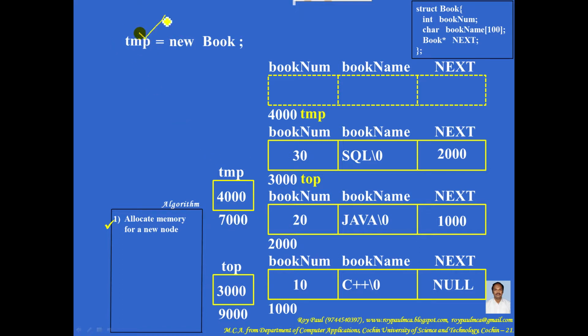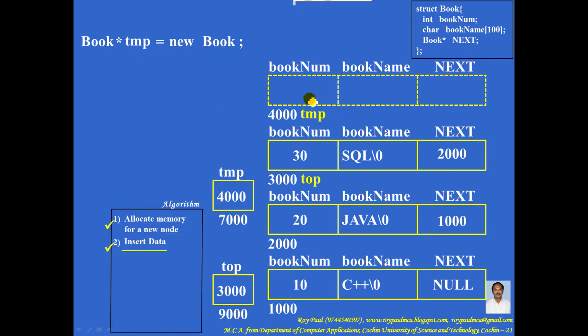How can you declare variable tmp? tmp contains 4000. It is the address of a memory location. So before the variable name you can write star, meaning temp contains address. The memory location 4000 contains a book. So we can say temp is a pointer pointing to a book. So in order to allocate memory for a new node or new book, the statement can be written like this. What is the next step?